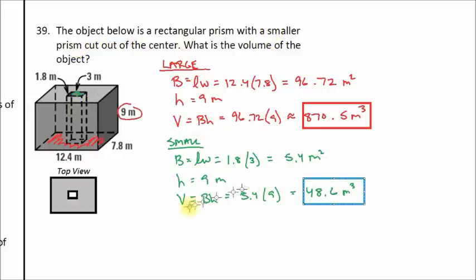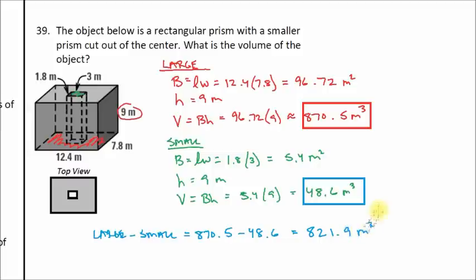So when I want to find my final volume, the way I'm going to do that is I'm going to take the large and I'm going to subtract the small. So my large is 96, oops, not 96. That's why I put a box around it, so I recognize I got the wrong number. 870.5 minus 48.6, and that is 821.9 meters cubed. And I'll put a purple box around that one to show this is our final answer.